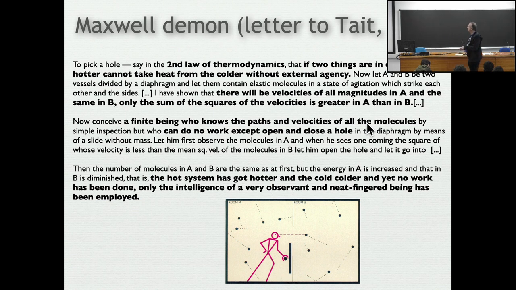Maxwell didn't call it a demon. But he called it an intelligent, very observant, and neat-fingered being. And then Kelvin called him a demon after that. So the demon can defeat the second law of thermodynamics. The demon can create air conditioning for free. And of course, once you create a gradient of temperature, you can also make an engine. So you can have energy for free, not energy for free, because you need to take it from a thermal bath, but you can have a perpetuum mobile of the second kind. A perpetuum mobile of the first kind is a perpetuum mobile that can create energy.